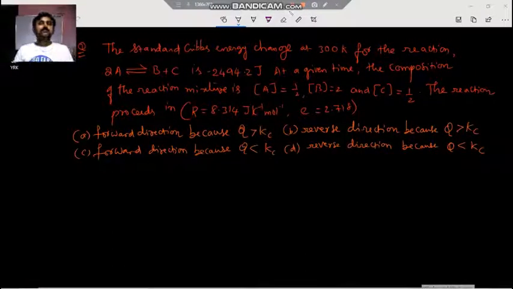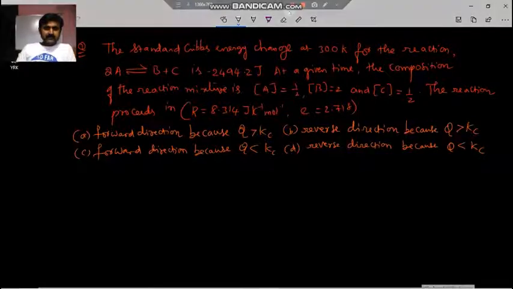See this next question. The standard Gibbs energy change at 300 kelvin for the reaction 2A gives rise to B plus C is minus 2494.2 joules. Then at a given time, the composition of the reaction mixture is: concentration of A is 1 by 2, B is 2, C is 1 by 2. The reaction proceeds in which direction? They have given information about R, 8.314 joule per kelvin per mole, and the e value, 2.718.